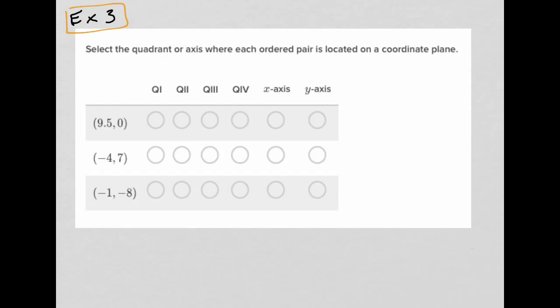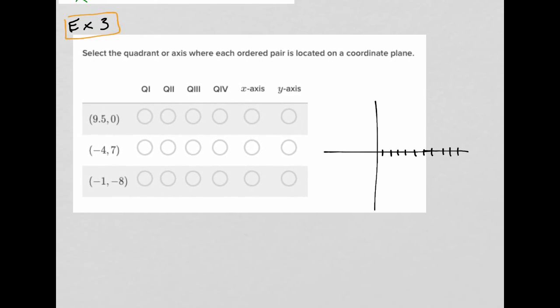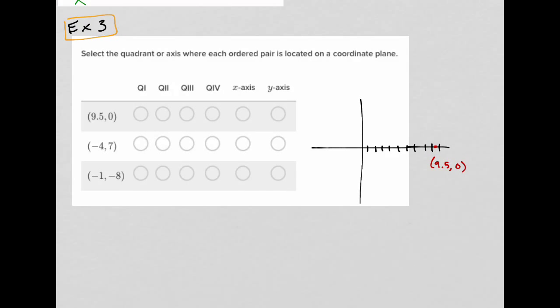Select a quadrant or axis where each ordered pair is located on the coordinate plane. This is easy. We'll just plot these and we'll see. 9.5, comma 0. That means 1, 2, 3, 4, 5, 6, I'm going to have to extend this, 7, 8, 9, 10. 9.5 means you move out to 9.5. Comma 0 means you don't move up or down at all. If it had, like, comma 1, then I'd have to move up 1. But it doesn't say that. Okay, that's on the x-axis.